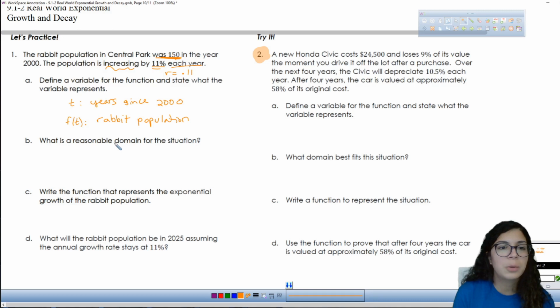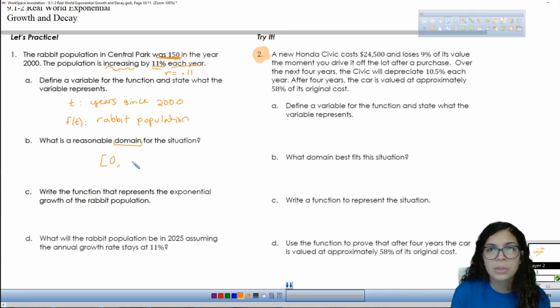So what's a reasonable domain for this situation? Remember, we're looking at the input. So what is a reasonable domain for the years? What are reasonable numbers for years since 2000? Well, definitely not negative numbers, right? So it would have to be either we're still in the year 2000, so no years have passed since 2000, and then essentially, in theory, it could go up to infinity.